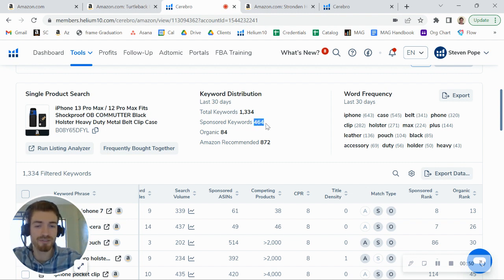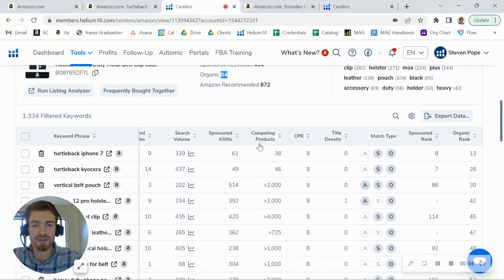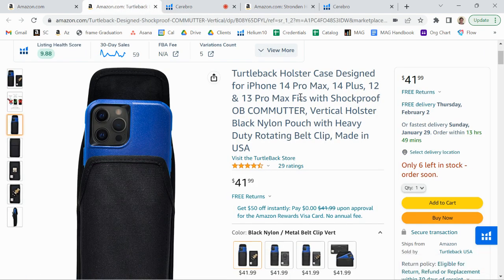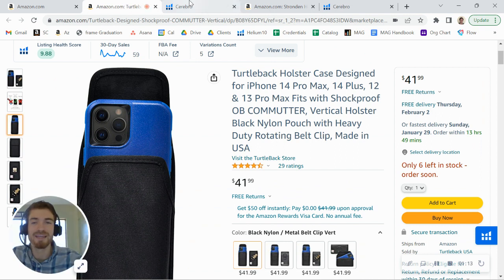You're running a lot of sponsored keywords, 464, and only ranking for 84 organic. And actually, of those 84 organic, your highest ranked keyword is a number 13 rank. So you're probably not getting very many, if any, organic sales, and most of your sales are just coming through paid ads. And obviously, that's not really sustainable over time. And so what you want to do is get more organic traffic. I'm going to share with you a few tips on how to do that in a minute.